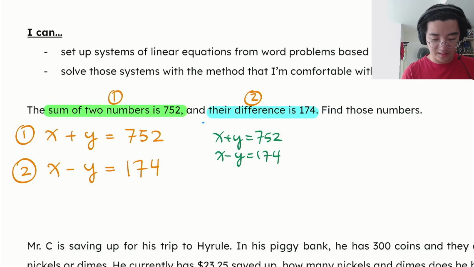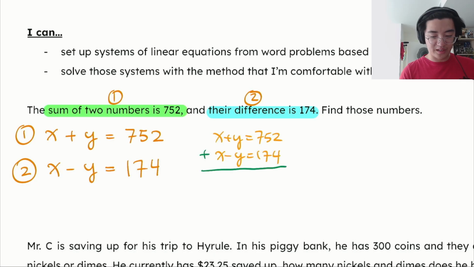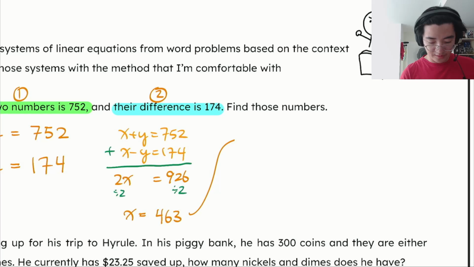Actually, I don't want this in green here. So with elimination, right here, I can add those two to cancel out the y here. We get 2x here. That equals to 926. Divide both sides by 2. We get x equal to 463. Okay, now that was 463 for x.